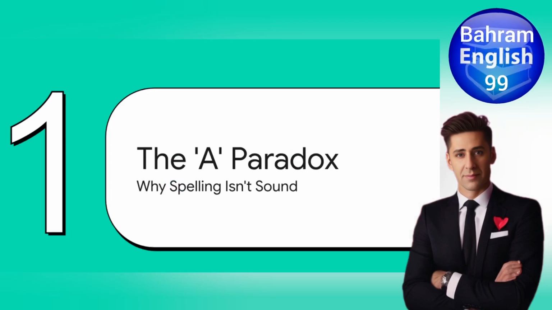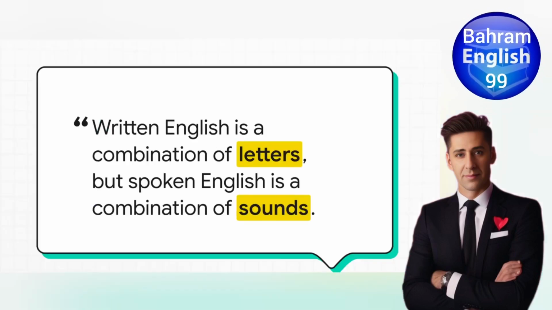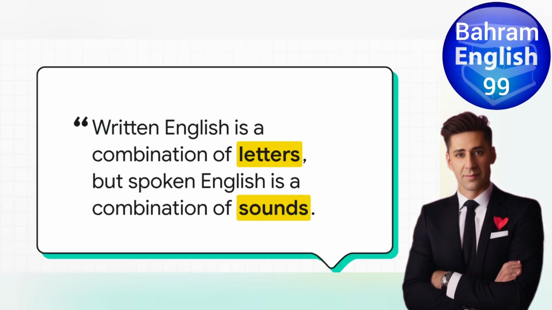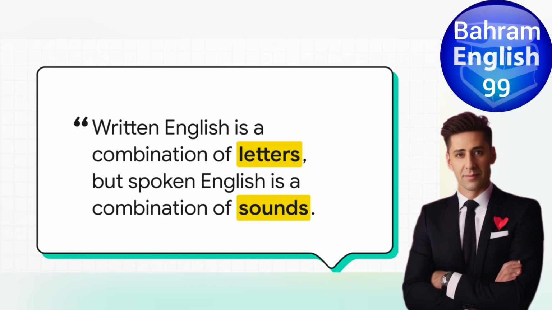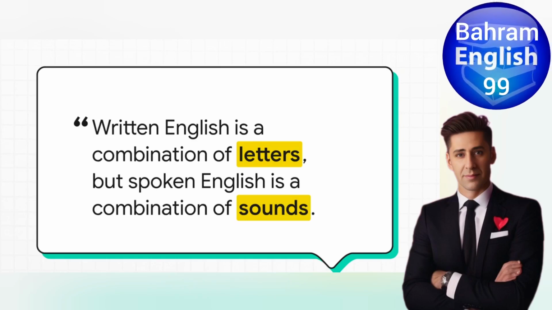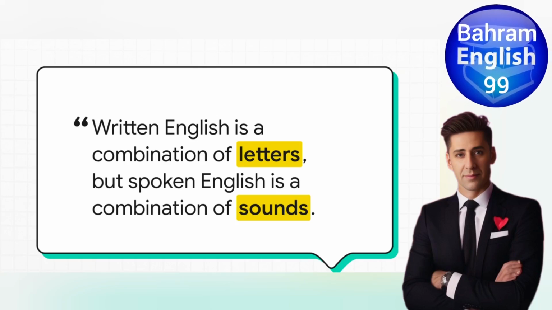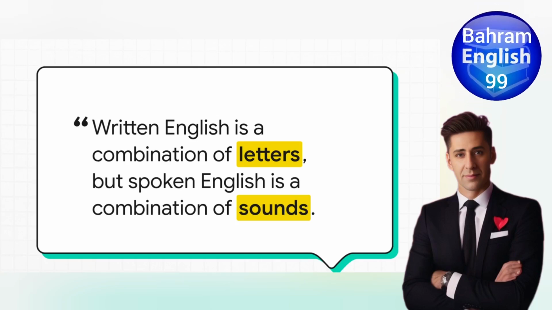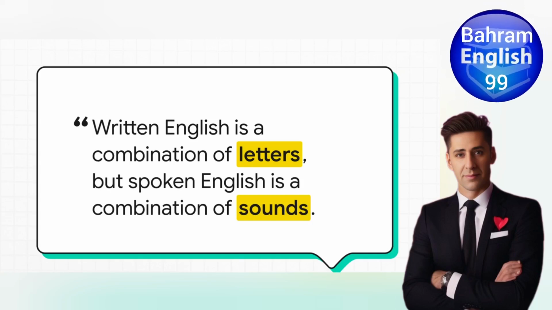This gets right to the heart of one of the biggest rules in English. What you see, the spelling, is not always what you get, the sound. I want you to really let this sink in. Written English is letters. Spoken English is sounds. They're two different things. Think of a letter, like our friend A, as just a symbol. It's not the sound itself, it just represents a sound. Or, in this case, a bunch of different sounds. Once you get this idea, English pronunciation starts to make so much more sense.